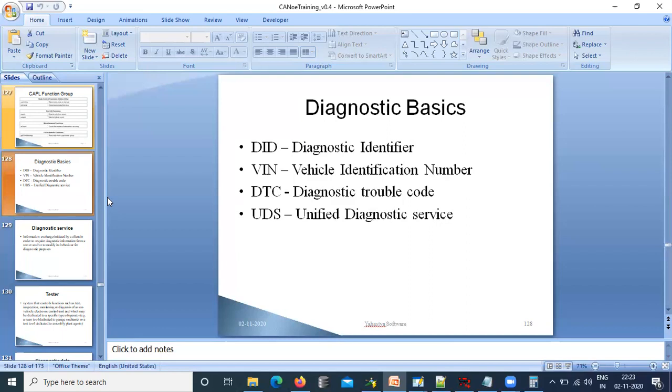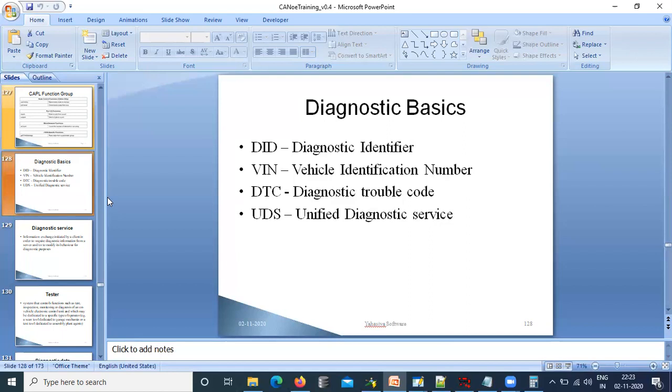You know that NRC is negative response codes. So P2 CAN server means it should send a proper positive or negative response. That is not a problem, but you should not send NRC 78. NRC 78 is nothing but response pending.